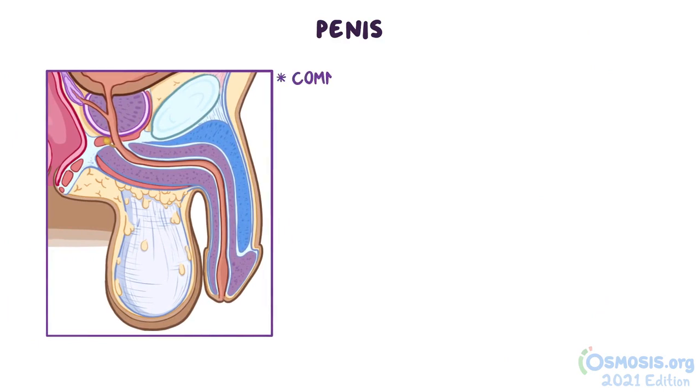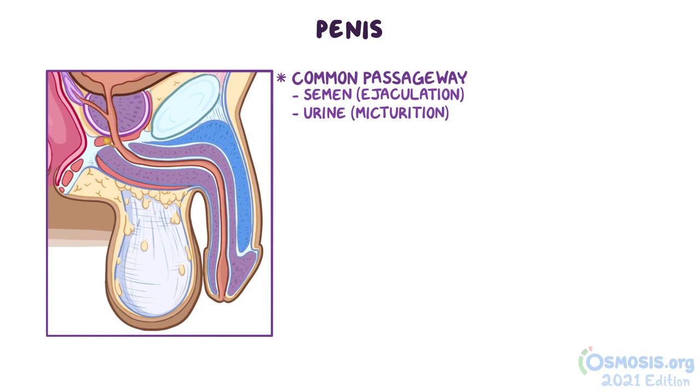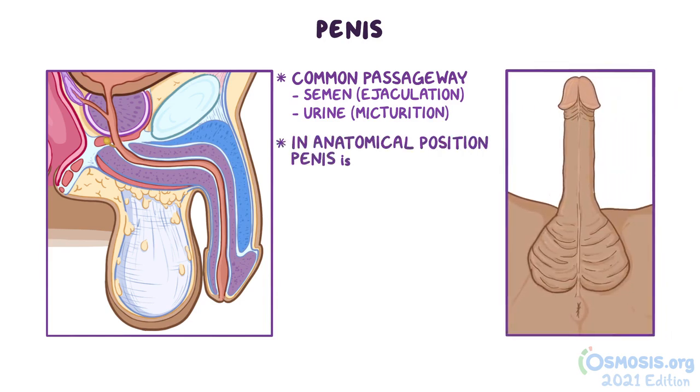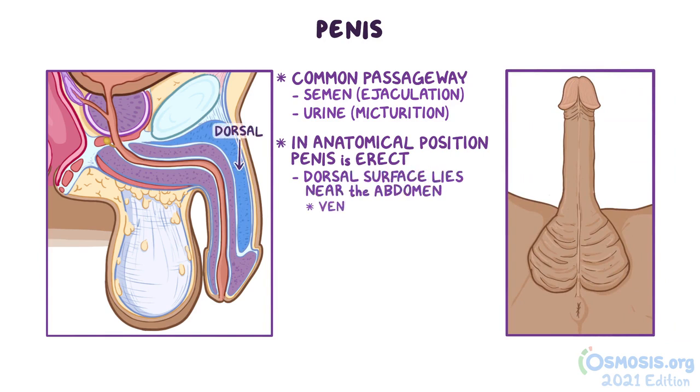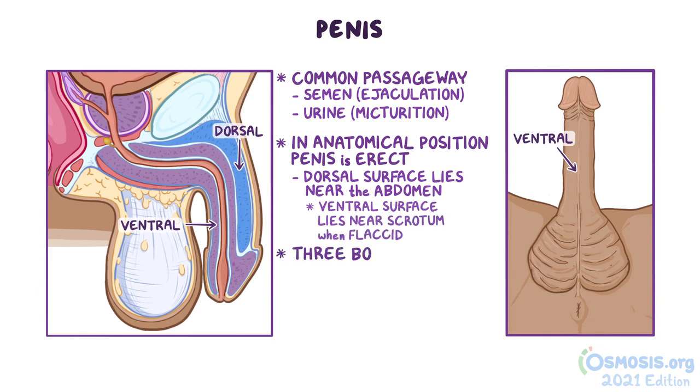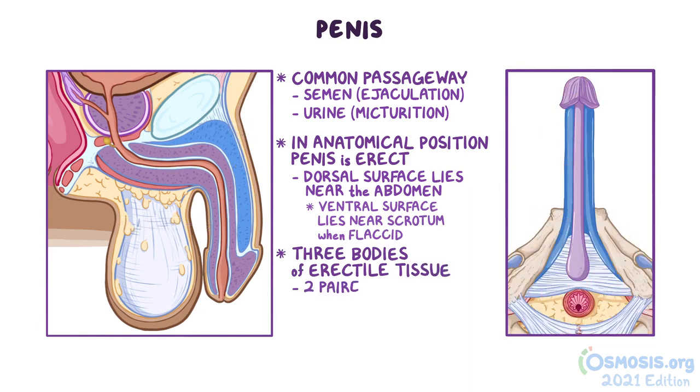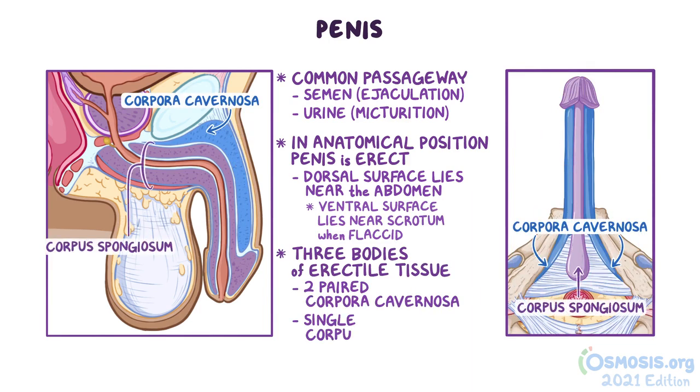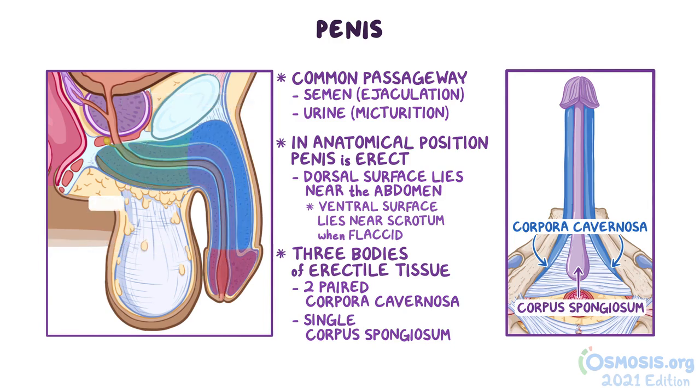Alright, now let's talk about the anatomy of the penis, which serves as a common passageway for semen during ejaculation and urine during micturition. In the anatomical position, the penis is erect, meaning the dorsal surface lies near the abdomen, and this means the ventral surface lies near the scrotum when it's flaccid. Within the penis are three bodies of erectile tissue: two paired corpora cavernosa and a single corpus spongiosum. These erectile tissues are the main internal structures that compose the three parts of the penis, which are the root, the body, and the glans.